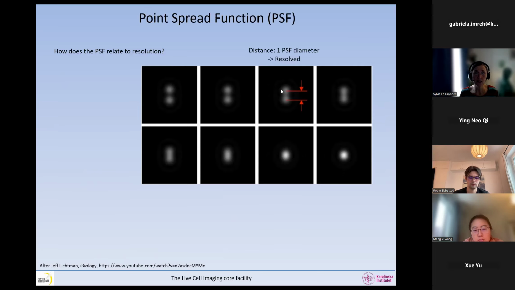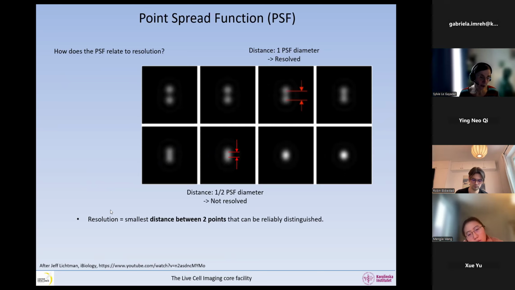So if the distance between the two dots in our sample is the size of the point spread function, we can still resolve it. But if we now have half a point spread function diameter, so one radius, just half this distance here, if the two dots in our sample are at one radius of the point spread function distance, then we cannot resolve them anymore. And clearly if they are closer, we just see one dot and we cannot resolve.